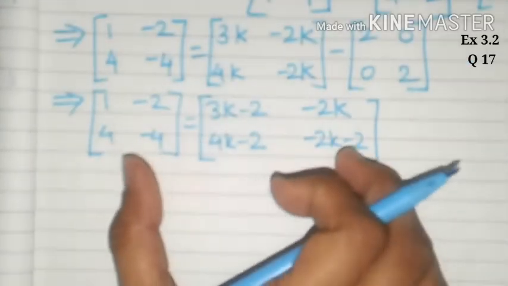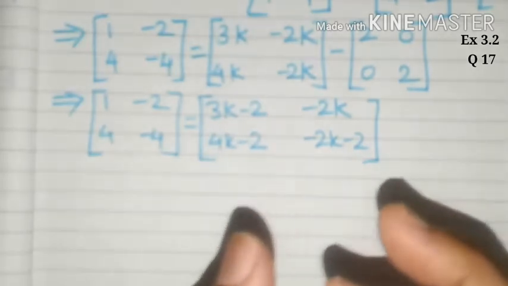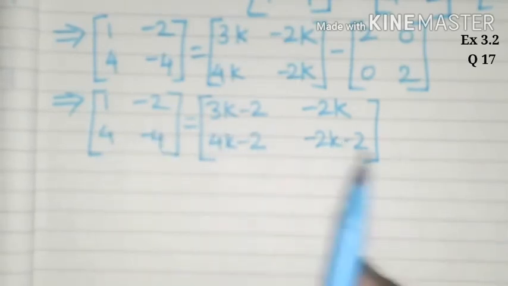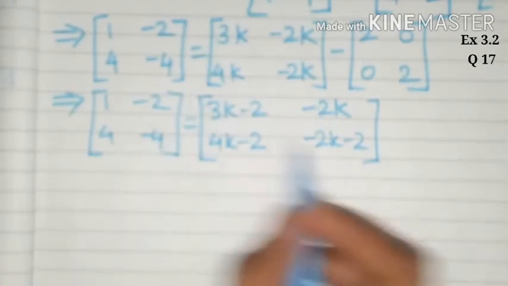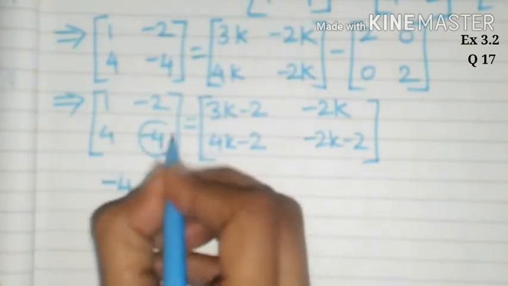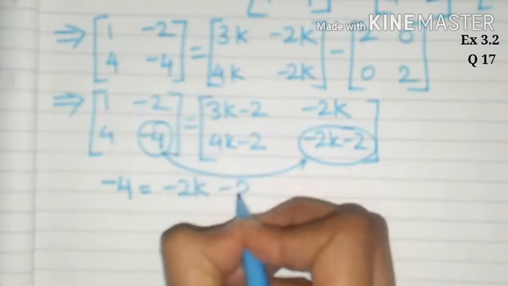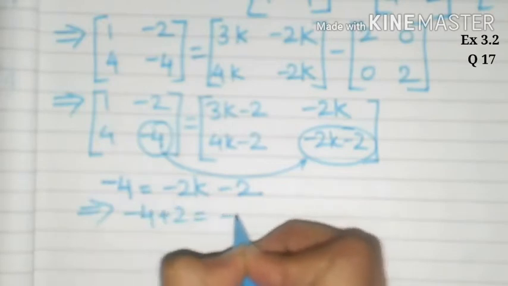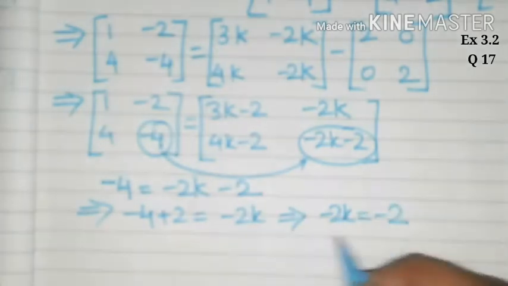Now friends, since these two matrices are equal, what does it mean? It means that the corresponding matrix elements are going to be equal. So we can take any corresponding matrix element, like maybe the second row, second column, or the first row, second column. It's totally up to you. So for example, let me take the second row, second column. So minus 4 is equal to this particular element, which is minus 2k minus 2. So which implies I'll bring the minus 2 to the other side. So I will get this way, which implies that minus 2k is equal to minus 2, which means k is going to be equal to 1.